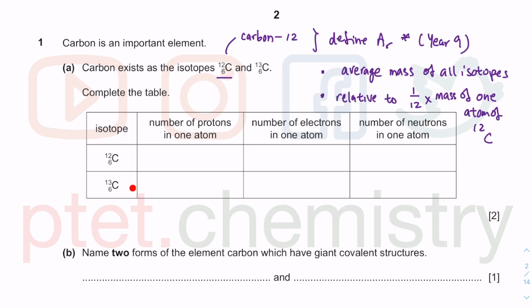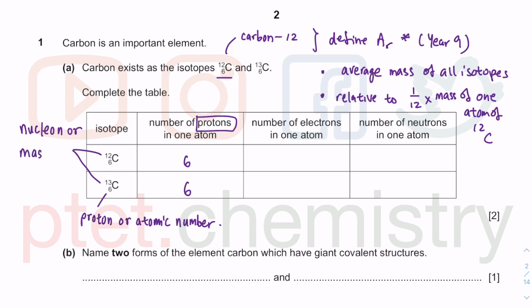So for this carbon-12 and carbon-13 isotope, we have this number at the bottom, which is basically known as the proton or atomic number. This is defined as the number of protons in the nucleus of an atom. So both of these have 6 protons. That's the identity of the element, a proton number, atomic number of 6. We also have this number on top there, this 12 and this 13. These are what you call the nucleons or the mass number. That basically tells you the number of protons added together with the number of neutrons.